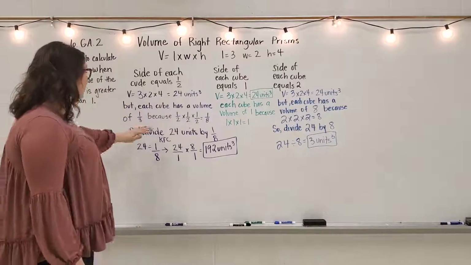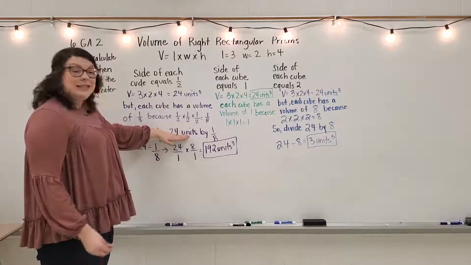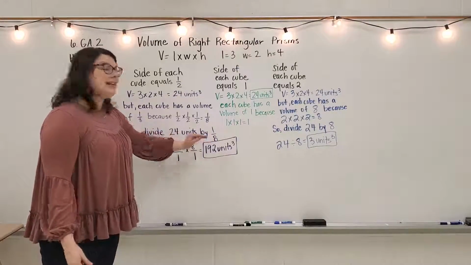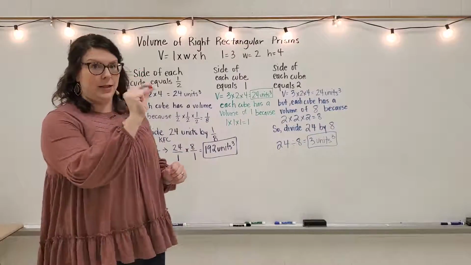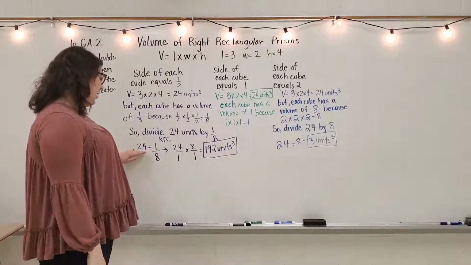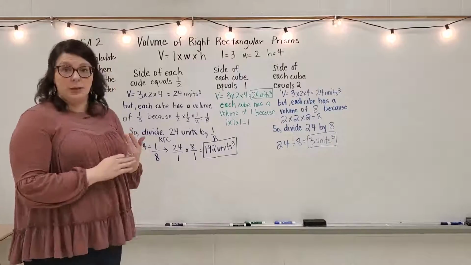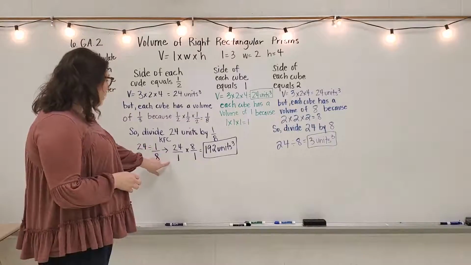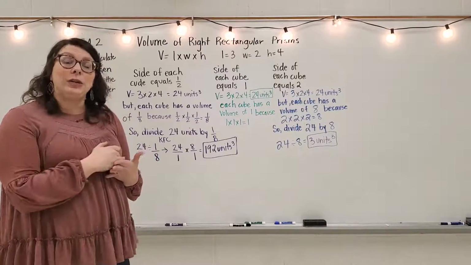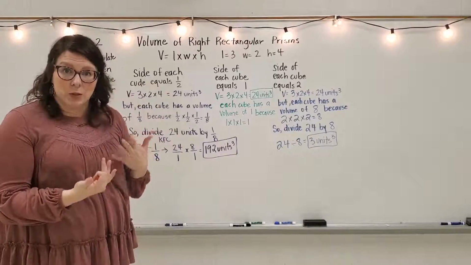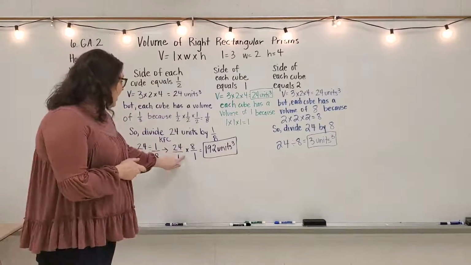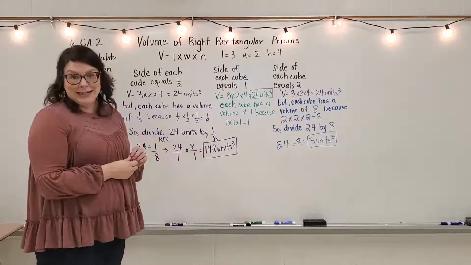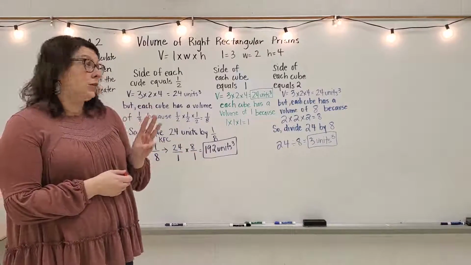Well, now I take my volume, 24, and I divide it by the volume of each cube, which is 1/8. Now we know that when we divide a fraction by a fraction, we use keep, flip, change, because we're multiplying by the reciprocal. So I say 24 over 1, because I can divide 24 by 1 and keep it at that value. That's why we put it over 1. We multiply by the reciprocal, which is 8 over 1, and we get 192 units cubed. Remember, it's cubed because there are 3 dimensions.